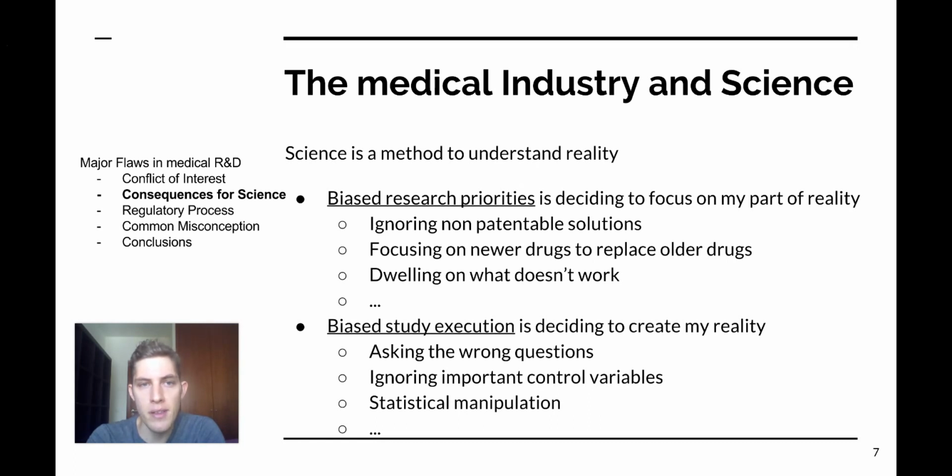First of all, science is a method, it is a tool we use to try and understand reality. And same as for any other tool, it can be used to do good or to do bad. So let's start. Biased research priorities is when I decide to focus on my part of reality, the reality I want to see. So how can you do that? You can ignore non-patentable solutions. It is done by focusing on newer drugs to replace older drugs because the patent is expiring. And then you can also decide to dwell on what doesn't work.